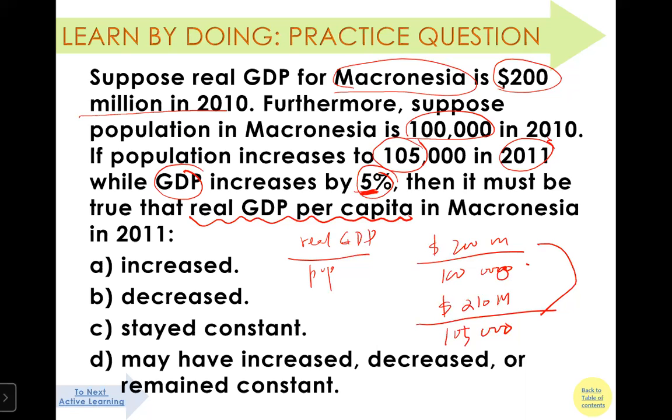This is the brute force way. But there's another way to look at it. This question says population increased by 5% and real GDP increased by 5%. These two cancel each other. So the answer is C. Hopefully you can see the reason why we look at real GDP per capita. Because if you look at real GDP, it seems like it's growing by 5%. But if you look at the per capita term, nothing changed.